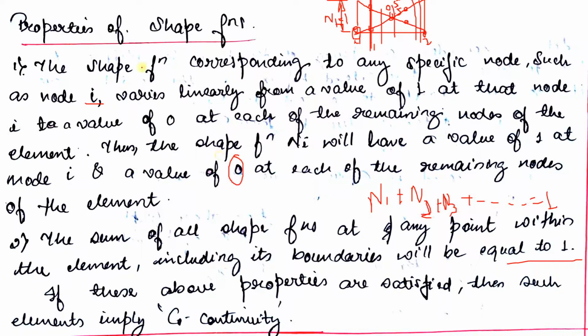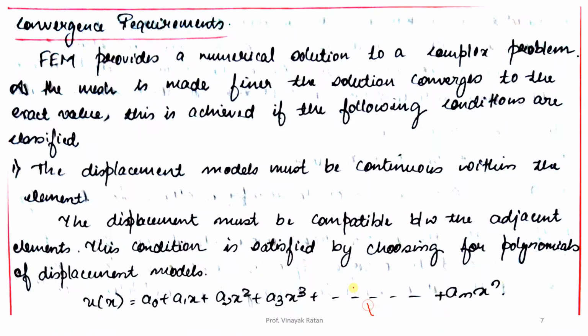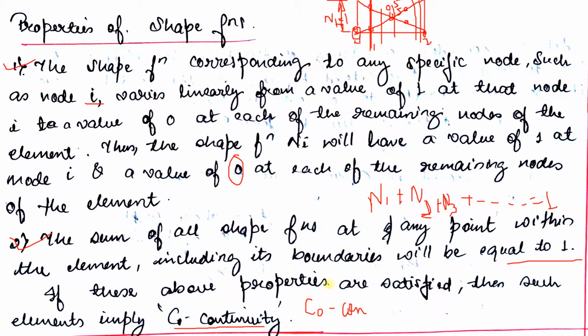If these two properties are satisfied, such types of elements are called C0 continuity elements. So these are the properties of shape functions.